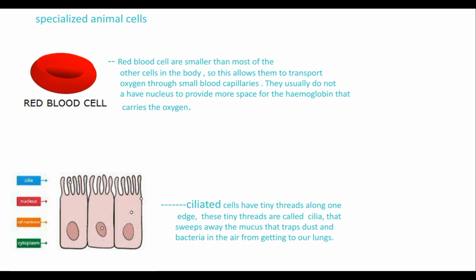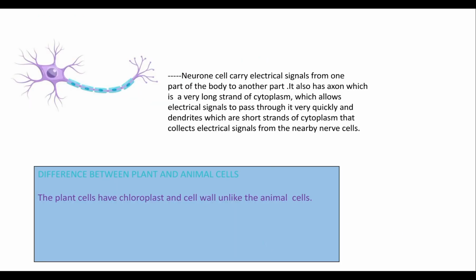Secondly, ciliated cell. Ciliated cells have tiny threads along one edge. These tiny threads are called cilia that sweep away the mucus that traps dust and bacteria in the air from getting to our lungs. So the function of ciliated cell is to sweep away the mucus that traps dust and bacteria in the air from getting into lungs.